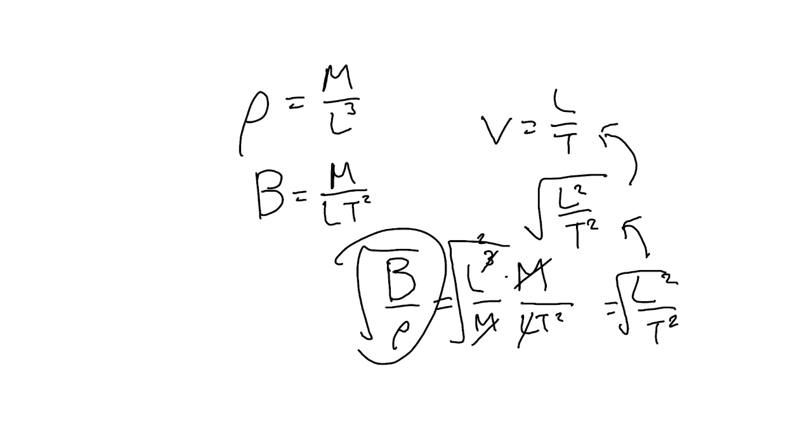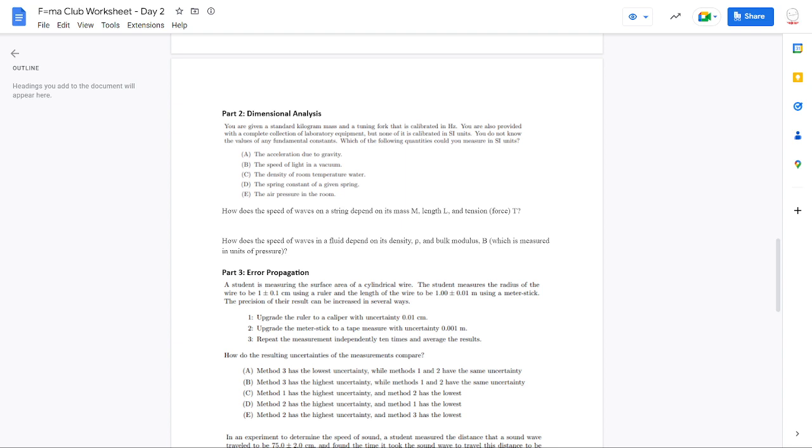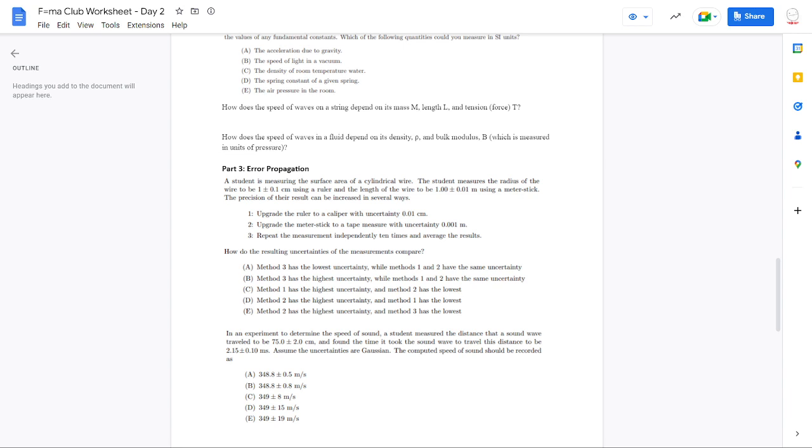All right, let's move on. And so now we get to the error propagation problems. Our first problem: a student is measuring the surface area of a cylindrical wire. The radius is that, and the length of the wire is that. Precision can be measured in several ways. Which of the resulting uncertainties is smaller, and how do they compare? So let's go back to this.